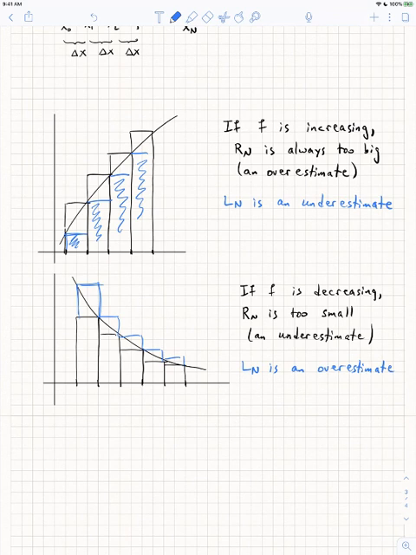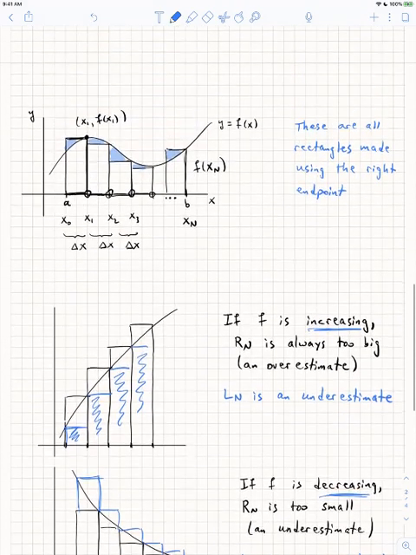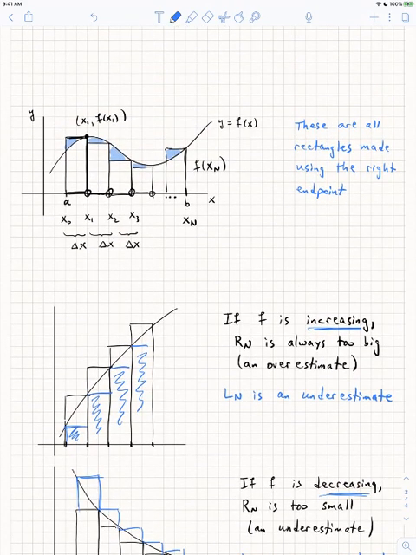This is only true if your function is increasing or decreasing. If we go back to our original example, you see here we have a function which is both increasing and then decreasing and then increasing again. So our right endpoints give you rectangles which first are too big, then are too small, and then are too big again.